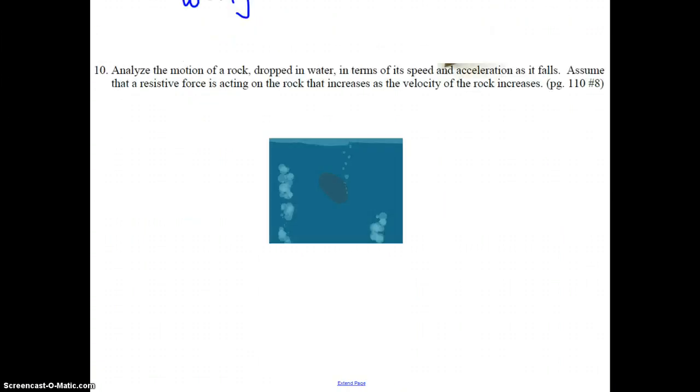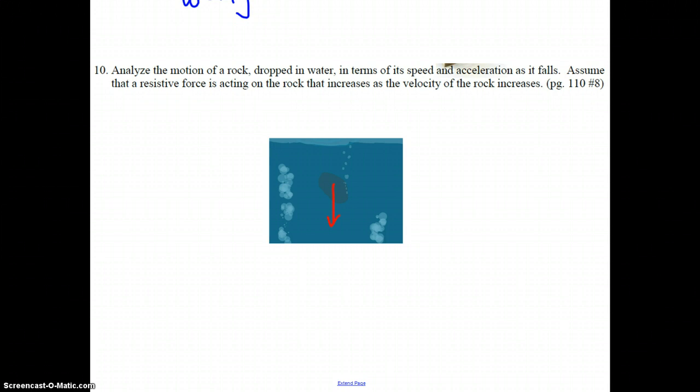This asks us to analyze the motion of a rock dropped in water in terms of its speed and acceleration as it falls. Assume that a resistive force is acting on the rock that increases as the velocity of the rock increases. Okay, so here's our rock in the water. Let's do a free body diagram for the rock in the water.